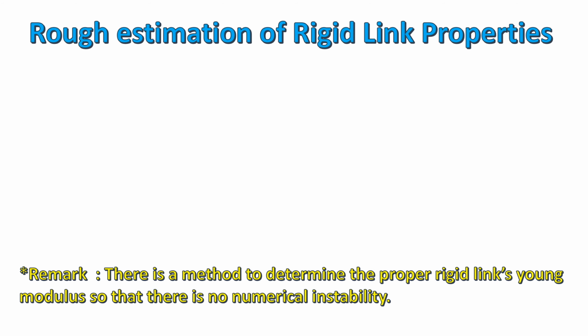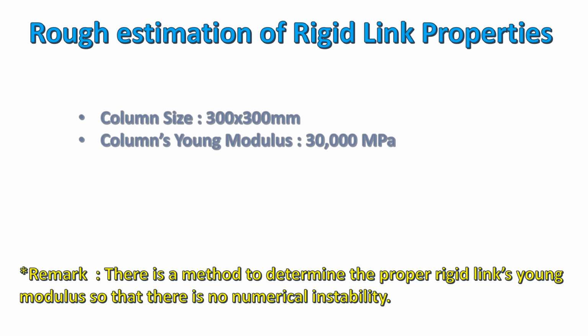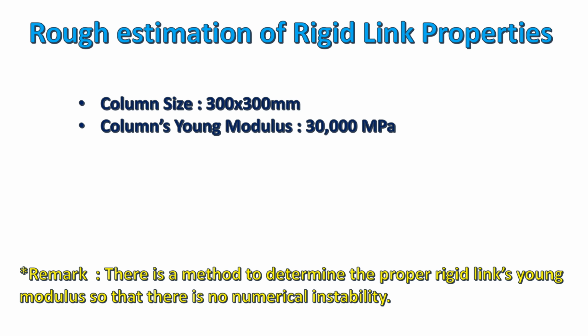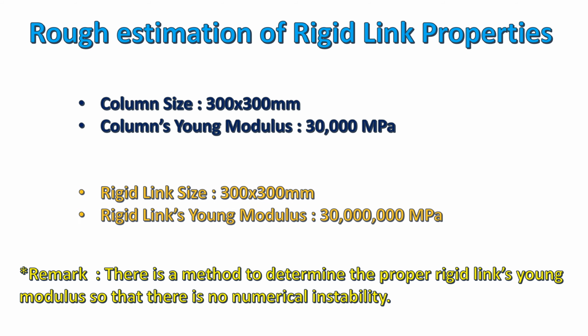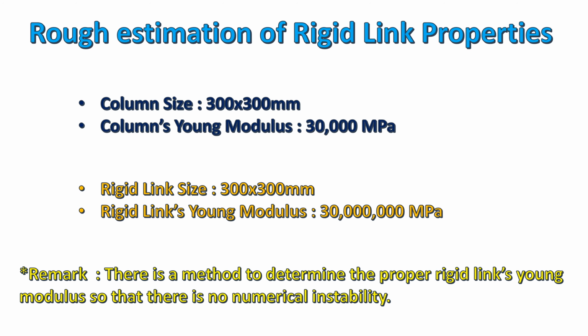Actually, there is a method to determine the proper rigid link's Young's modulus so that there is no numerical instability. Unfortunately, that detail is not included in this video. The rule of thumb that I could give you for a quick assessment is simply using a Young's modulus of the rigid link equal to 1000 times the Young's modulus of the structural column that the rigid link connects to. Although this does not guarantee there is no numerical instability, at least it will be a good start.